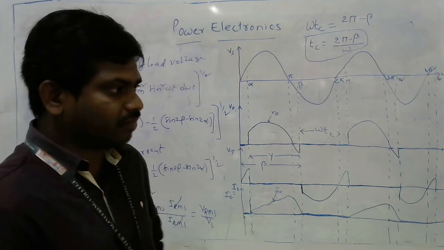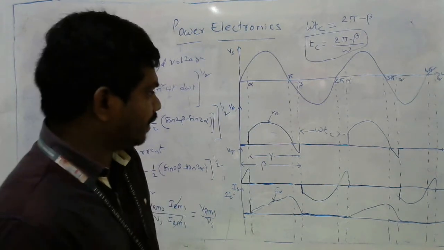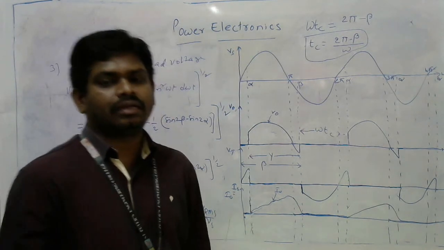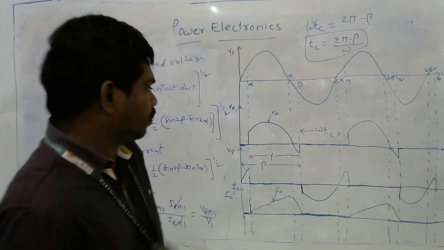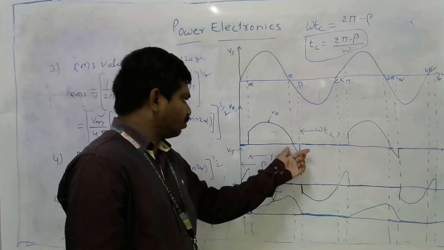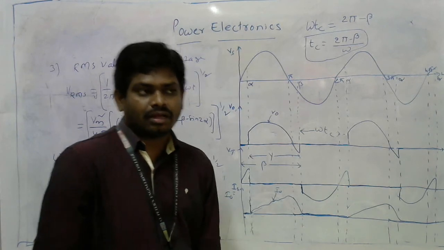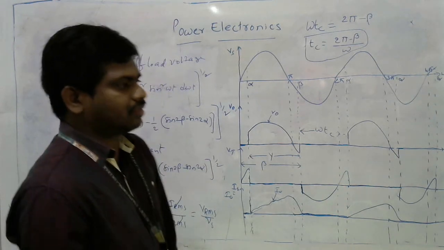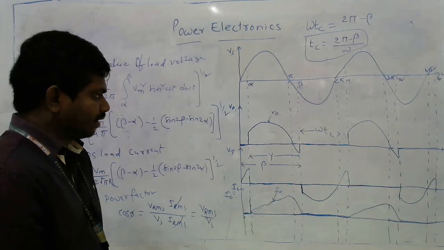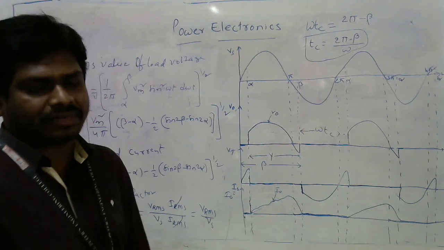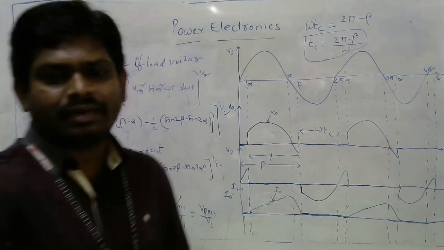So, using one freewheeling diode at the output side across the load, you can clip out this negative portion of the output voltage. It's very easy to get the improvement in the rectifier circuit. We'll see that one in the next video.